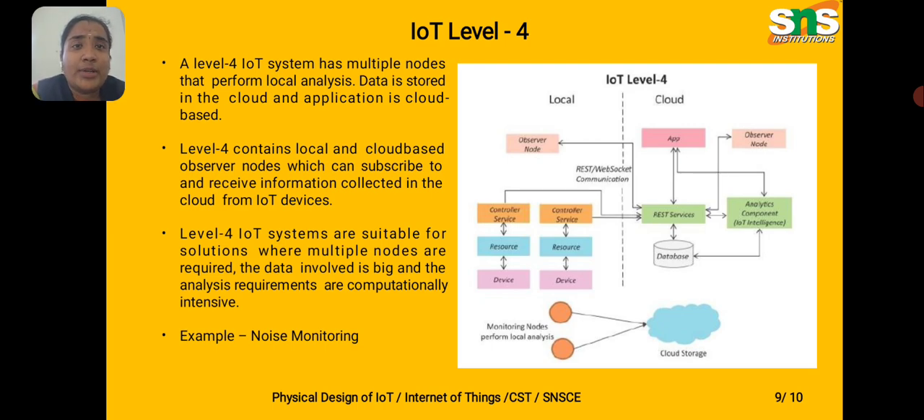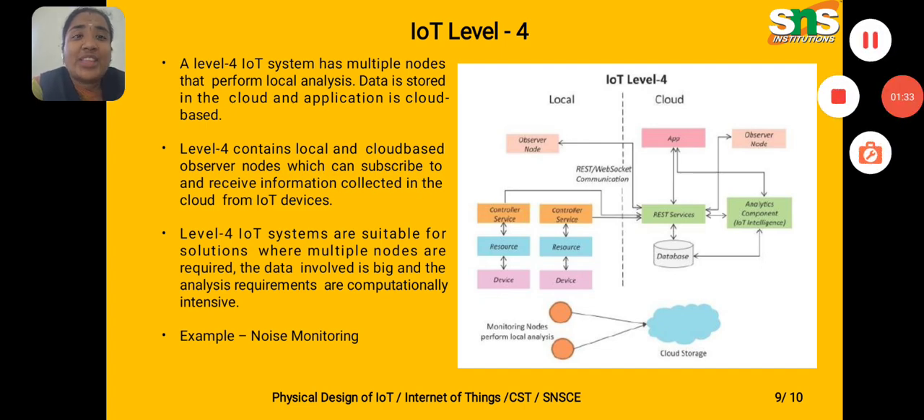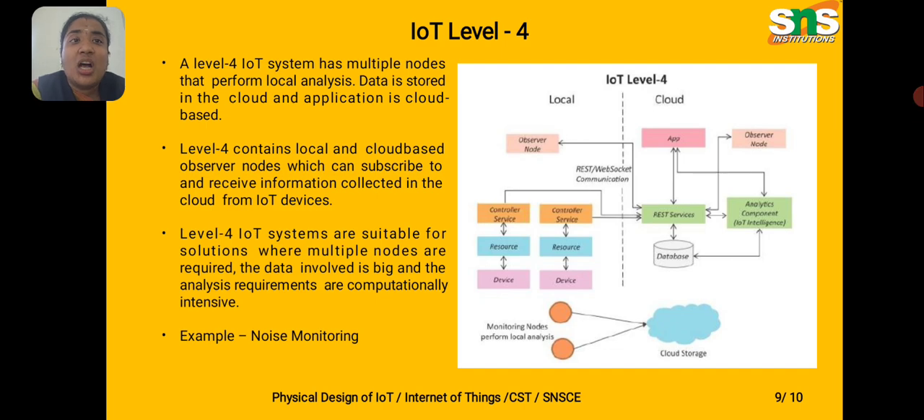The IoT system has multiple nodes that perform local analysis. Data is stored in the cloud and the application is cloud based. It contains local and cloud based observer nodes which can subscribe and receive the information collected in the cloud from IoT devices. IoT systems are suitable for solutions where multiple nodes are required, the data involved is bigger, and the analysis requirements are computationally intensive. For example, noise monitoring. Noise monitoring is used to monitor multiple nodes that perform local analysis.